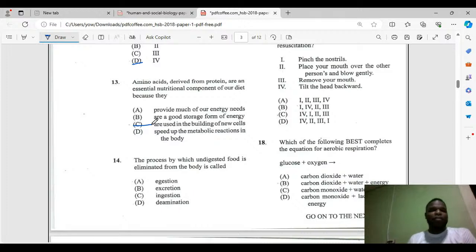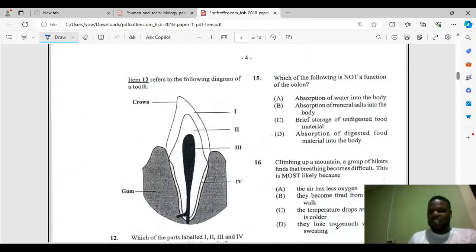What is the process by which undigested food is eliminated from the body called? So undigested food. So we have 14A, digestion. All right, moving on, that's pretty self-explanatory. What is deamination? What's that? Just in the interest of time.